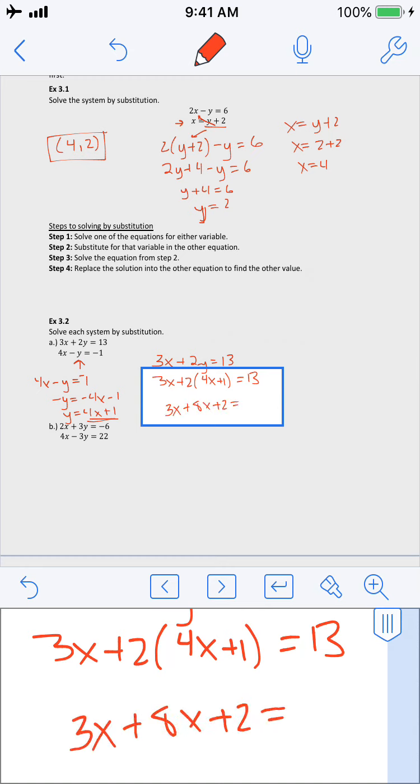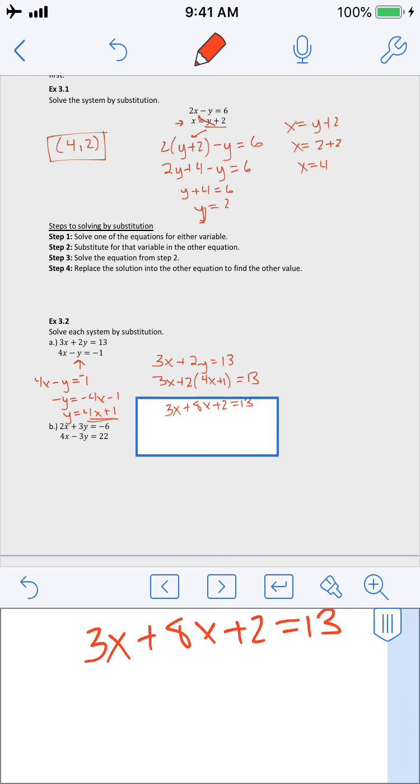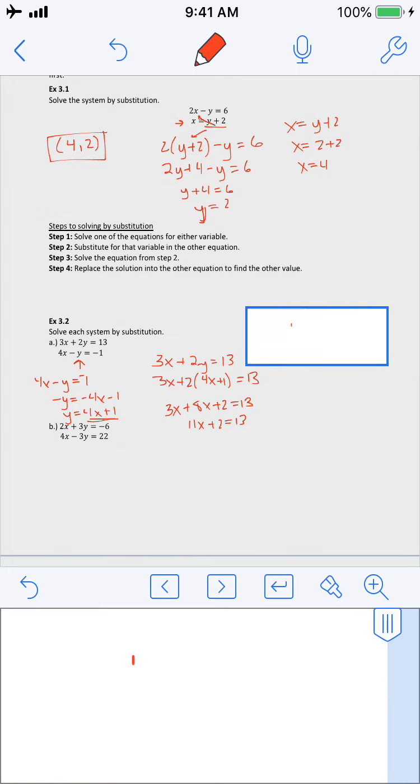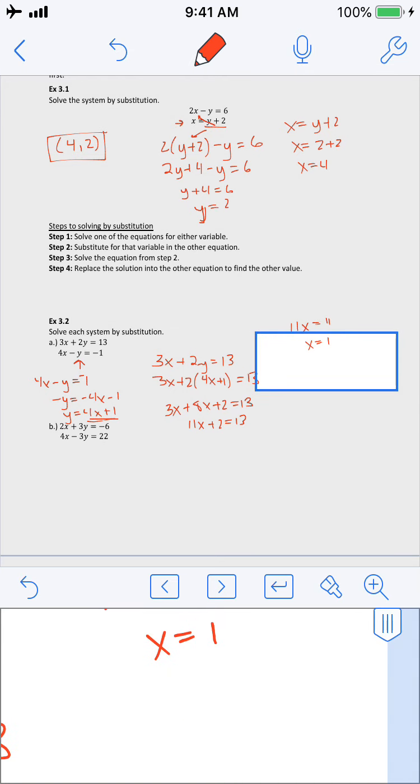8x plus 2 with some distribution, 11x plus 2, and so x equals, actually I'm going to go over here now, 11x equals 11. And so x equals 1. Now I got to make sure that I actually plug that back in and figure out what the y is, but hopefully that solving wasn't too bad. Again, if you need help with that, just come see me.